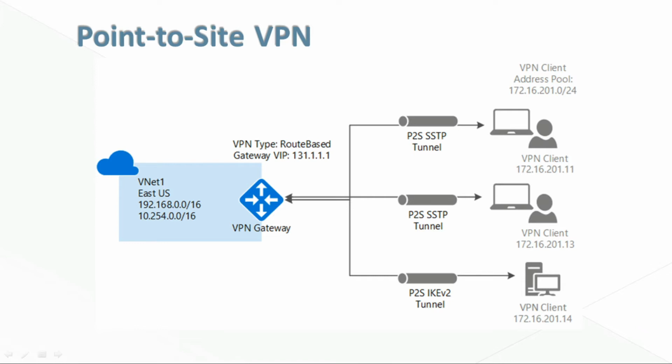Point-to-site doesn't require any on-premises public-facing IP address or a VPN device. When you have a small number of users to connect to the network, instead of creating a site-to-site VPN, you can go for a point-to-site VPN setup. That will be cheaper. The point-to-site VPN type is route-based, so when you set up the VPN, you have to select a route-based VPN.